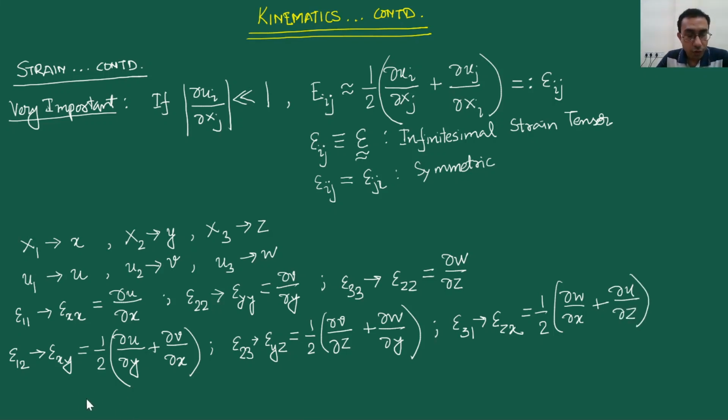So just for the sake of completeness, I will write this very explicitly: this is equal to epsilon yx, and this is equal to epsilon zy, and this is equal to epsilon xz. Now these first three terms, epsilon xx, epsilon yy, epsilon zz, these are referred to as the normal strains.